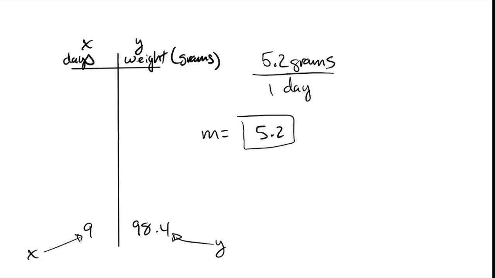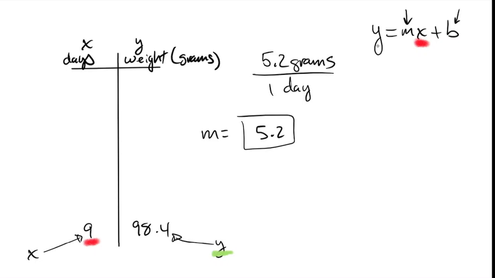And I know I've got an x and y that go together, right? Day 9, 98.4 grams. So what I can do is I can remember that any line can be written in the form y equals mx plus b, with one exception. Vertical lines I can't write like this, but any other line can take on this format. And I know my two parameters here, this is my slope parameter and this is my y-intercept parameter. I know my slope, and I also know an x value.